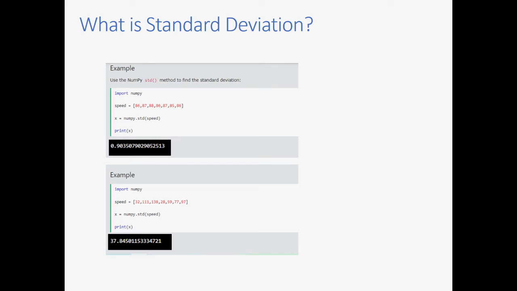On the next one, we import numpy again. This time around we have this speed, then x equals numpy.std of speed, and print x. We have 37.845 something.